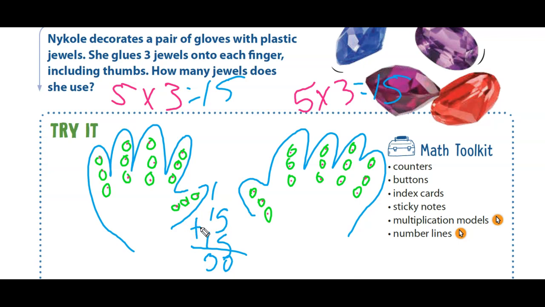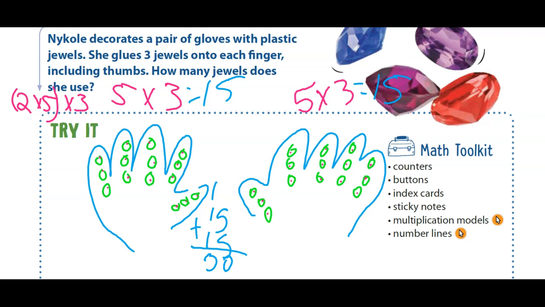The other way that I showed you was, well, a pair means 2. I'm going to write it on this side right here. A pair means 2, and a glove has how many fingers again? 5. And then how many jewels in each finger? 3. So then you can go 2 times 5 first, and then times 3. I can also do 5 times 3 first, which would be 15. But obviously we don't do 15 times 2, which would be 30, because you're just doubling 15 and 15.